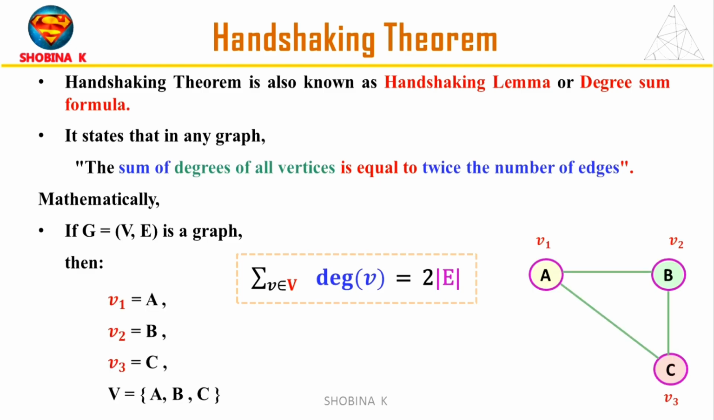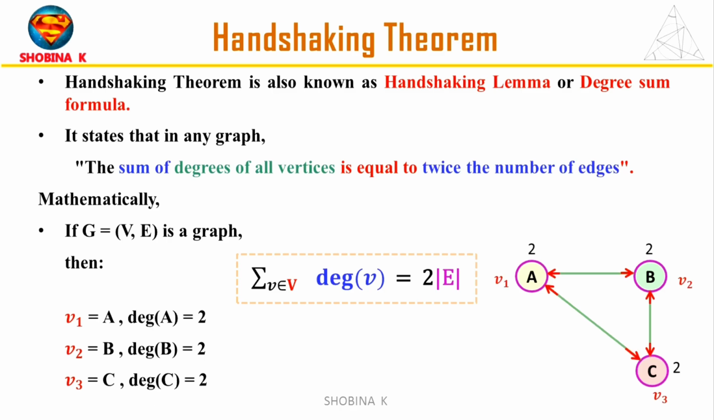The notation v belongs to capital V means we are considering each vertex in a set. Small v is a vertex and capital V is the set. So small v is one of the vertices in the set capital V. In other words, we are looking at every single vertex in a graph. Degree of v is the degree of vertex v. It represents the number of edges that are connected to the vertex v.